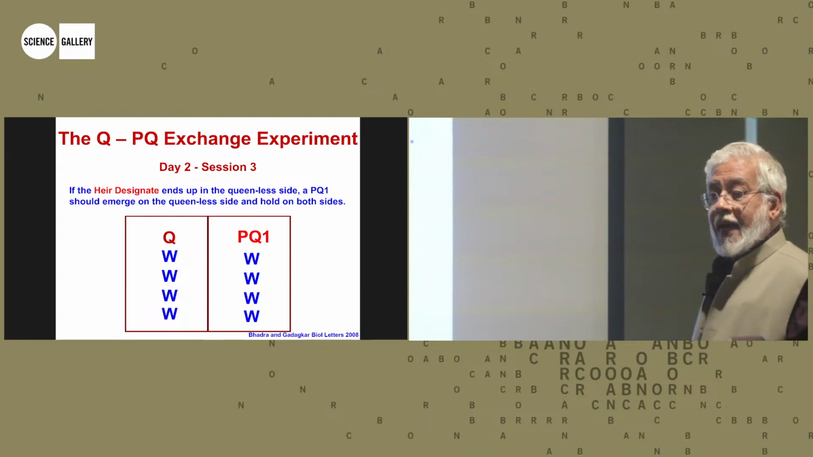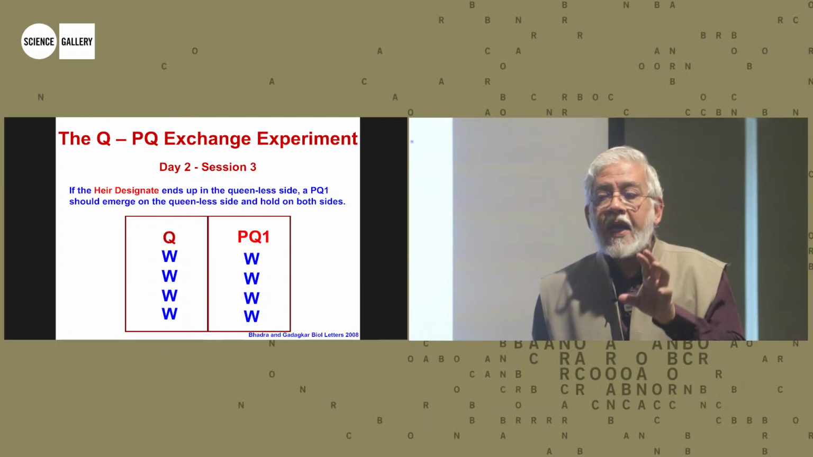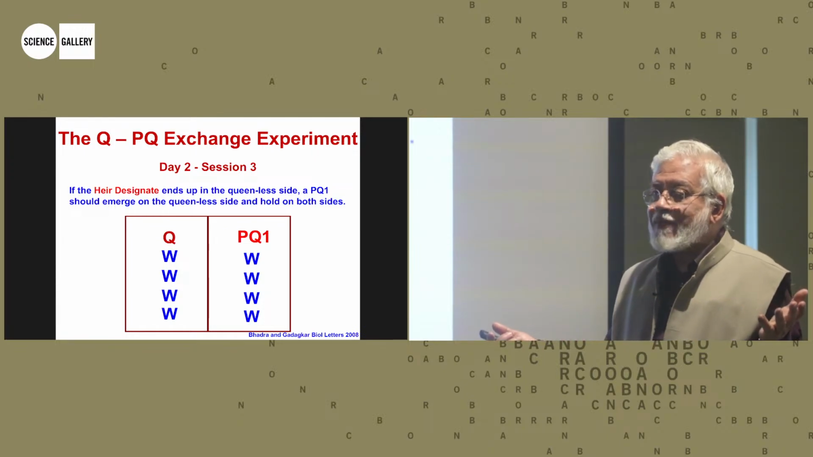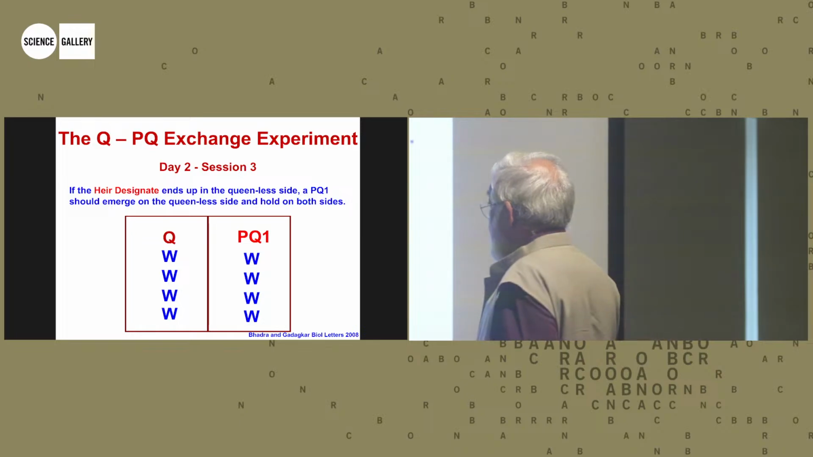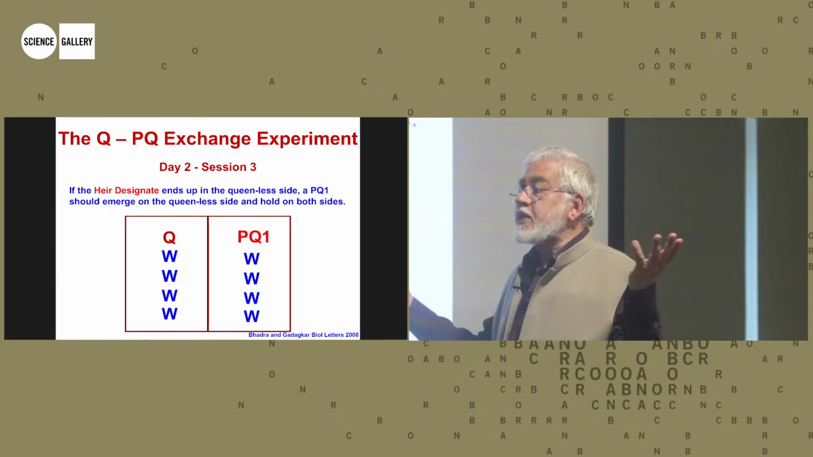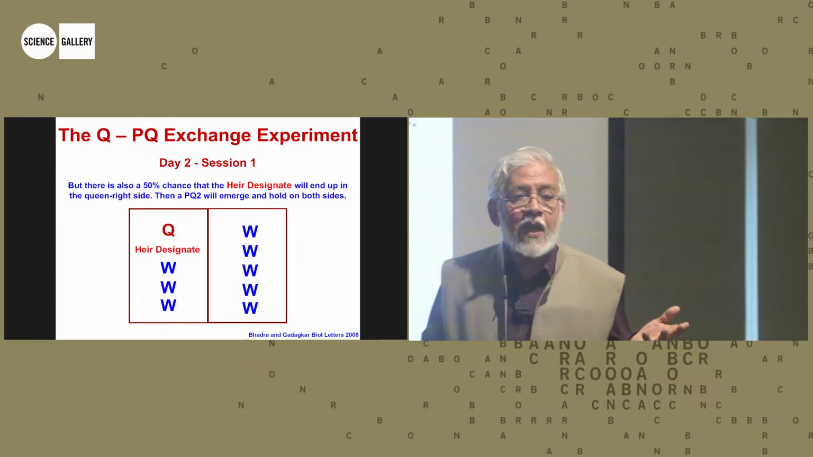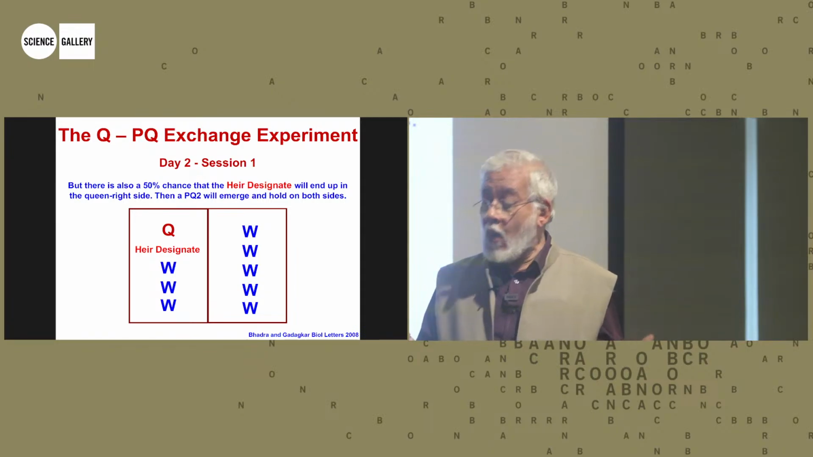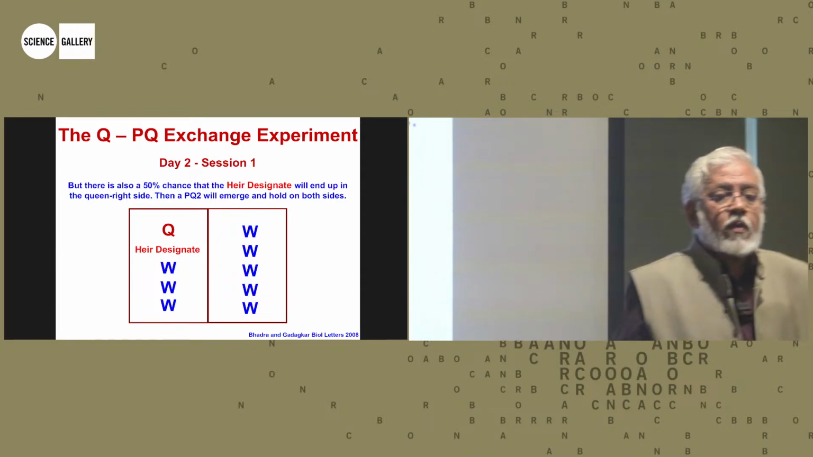But we also realize that the heir designate sitting on the opposite side can only happen in about half the experiments, because there is a 50% chance that she may end up sitting next to the queen, just by chance, right? And now she can't do a thing because the queen is here. However, these wasps know they don't have a queen, and they will probably choose the best amongst them to become a potential queen.